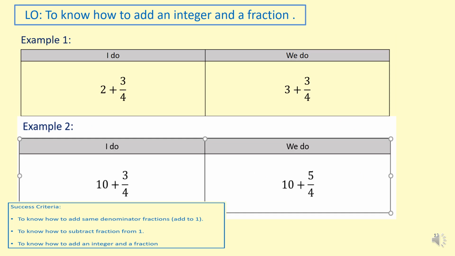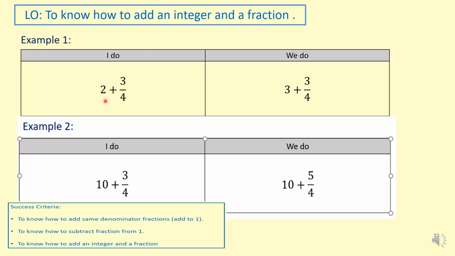Okay, this is our last part of the lesson. As you can see, we have an integer, a whole number, which is being added to a fraction. Let's see what happens in this kind of question. I'm going to show you with some shapes.